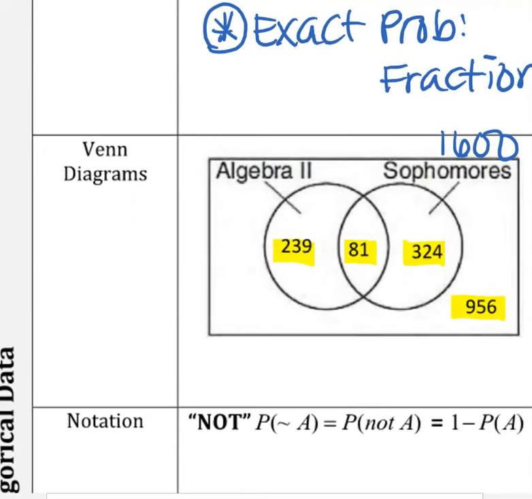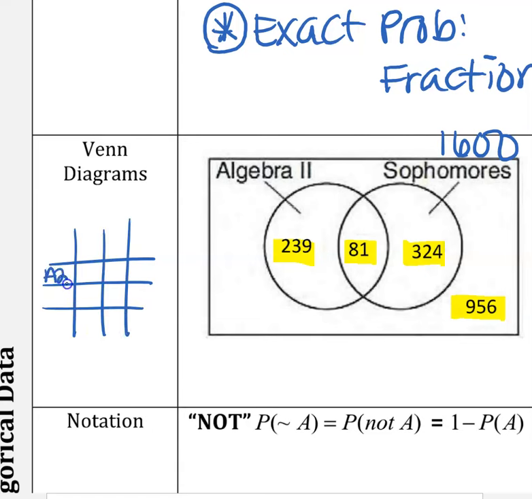Now, again, if you wanted to put this into a two-way table, let me zoom in real quick, because I know some people hate Venn diagrams, and that's okay. You could quickly do a little A2, not A2, sophomore, not sophomore two-way table, and keep in mind that everything will add to 1,600 because that's your total number of students. There's 81 students in both. For Algebra 2 but not a sophomore, I think I might have misspoken the number, so 239 is what I meant to say. There are 324 sophomores that are not in Algebra 2.